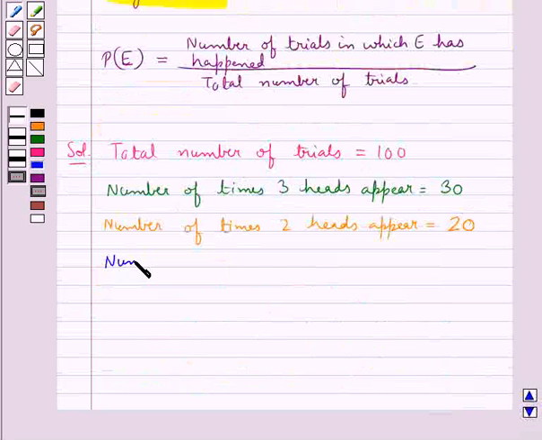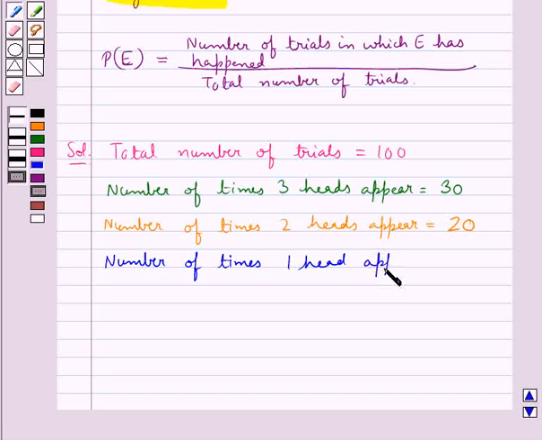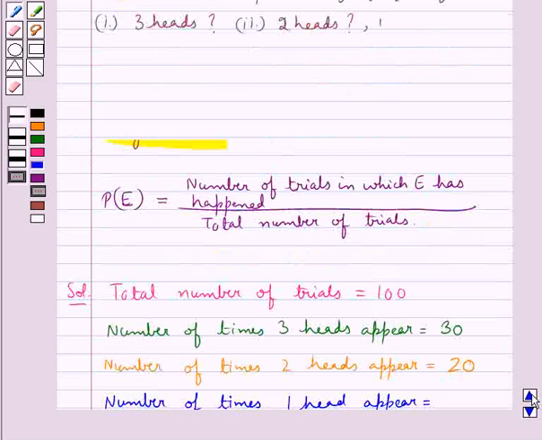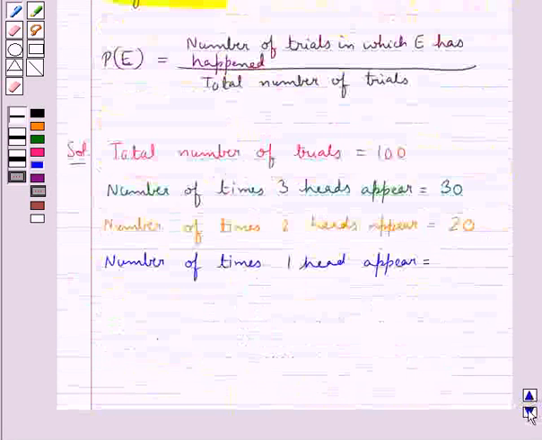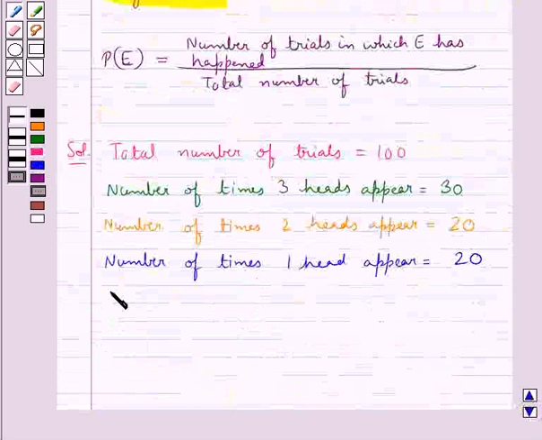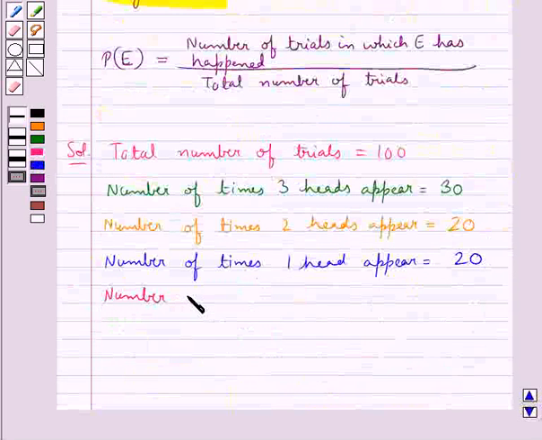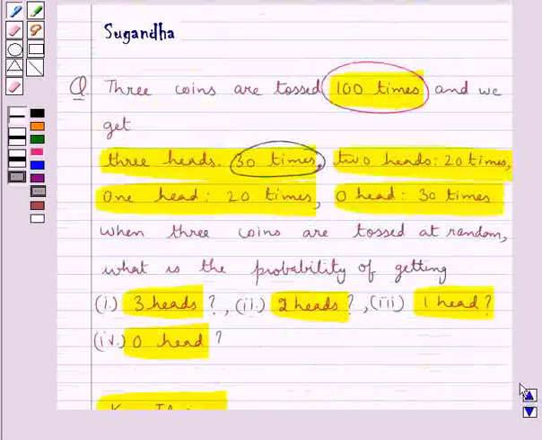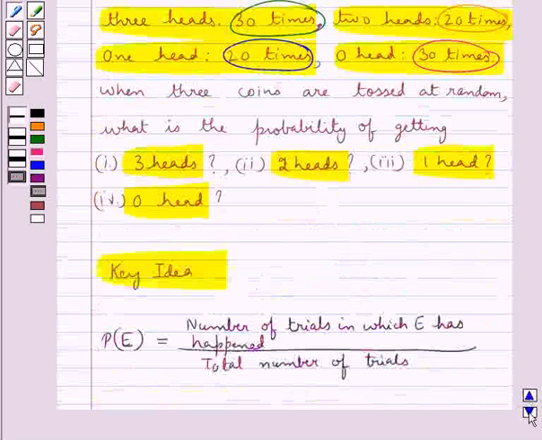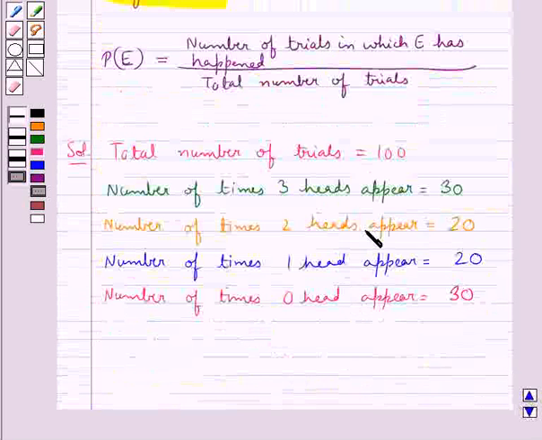Then the number of times one head appears is given as 20 times. So this is equal to 20. Then the number of times zero head appears is given as 30 times. So this is written as equal to 30.